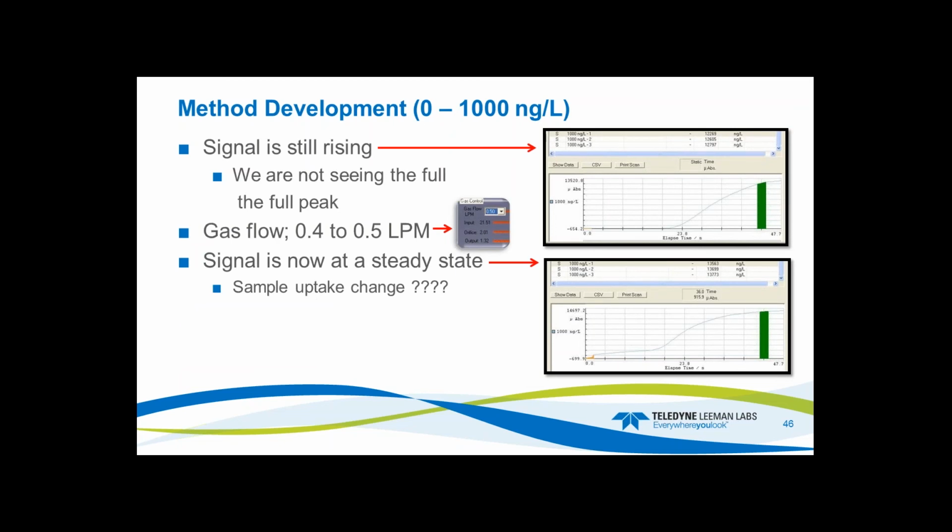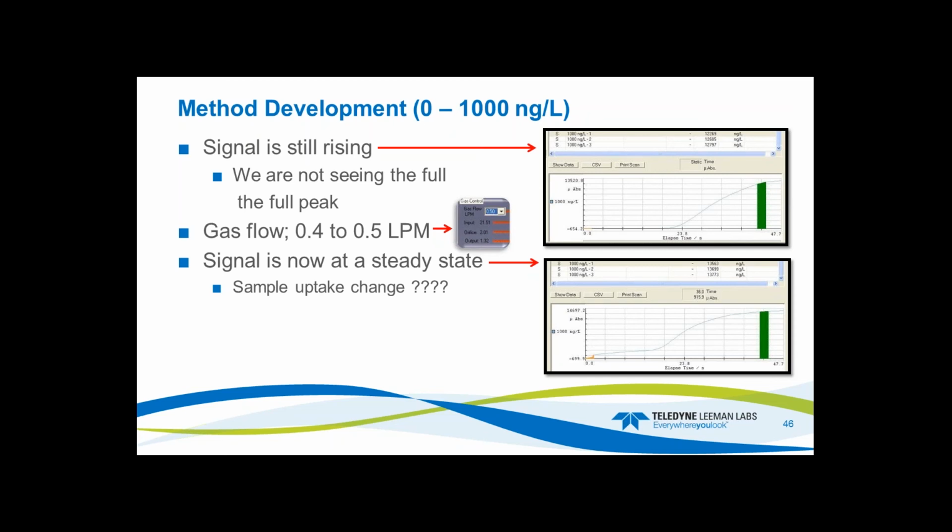So now what do I do? Well, I can change the gas flow and get it into the gas stream up to the detector faster. So I'll go from 4 liters per minute to 5 liters per minute, and then I run it again. The signal is now at a steady state.